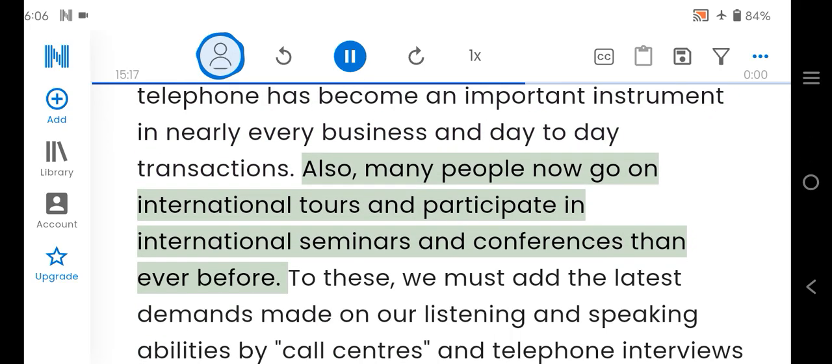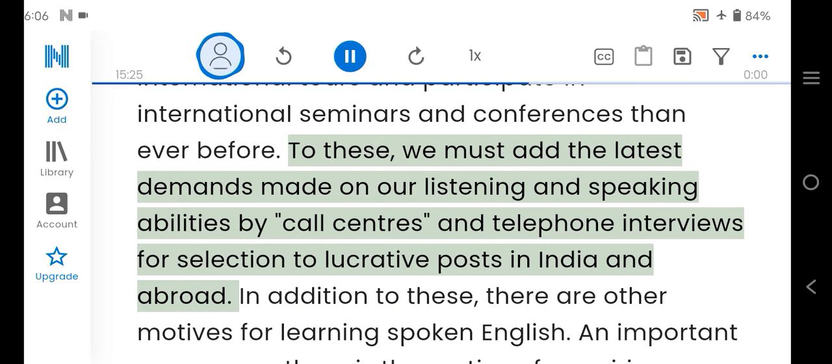Also, many people now go on international tours and participate in international seminars and conferences more than ever before. To these, we must add the latest demands made on our listening and speaking abilities by call centers and telephone interviews for selection to lucrative posts in India and abroad.